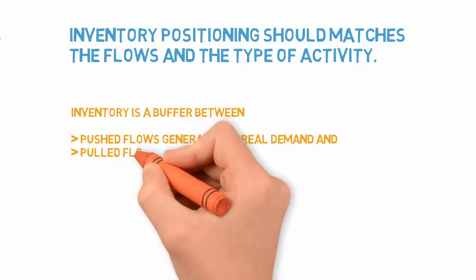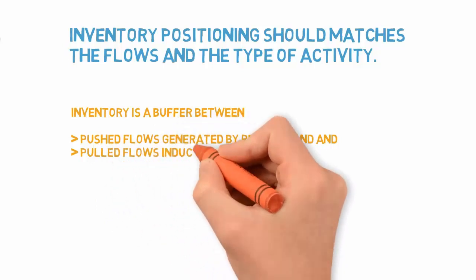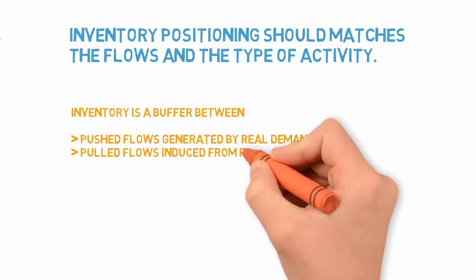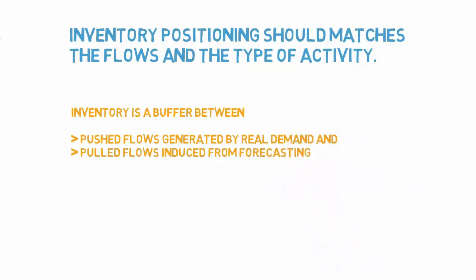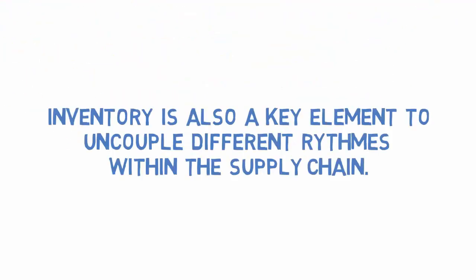In fact, if the downstream flows, such as distribution toward the clients, are performed on a daily basis, the upstream flows should not be disturbed, as the production schedule, for example, runs on a weekly basis. The same applies in supplies, as they usually operate on a monthly basis, for instance. Therefore, inventory is also a key element to uncouple different rhythms within the supply chain.